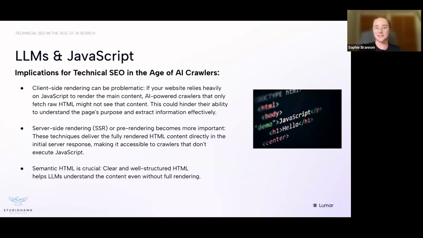So again, it's something we should be doing from an SEO perspective anyway, but definitely think about server-side rendering or pre-rendering, and make sure that if you are client-side rendering stuff, anything that you have that's loaded with JavaScript is also accessible within the HTML. That way, AI bots will be able to crawl it. Another thing here is semantic HTML is now going to be crucial.